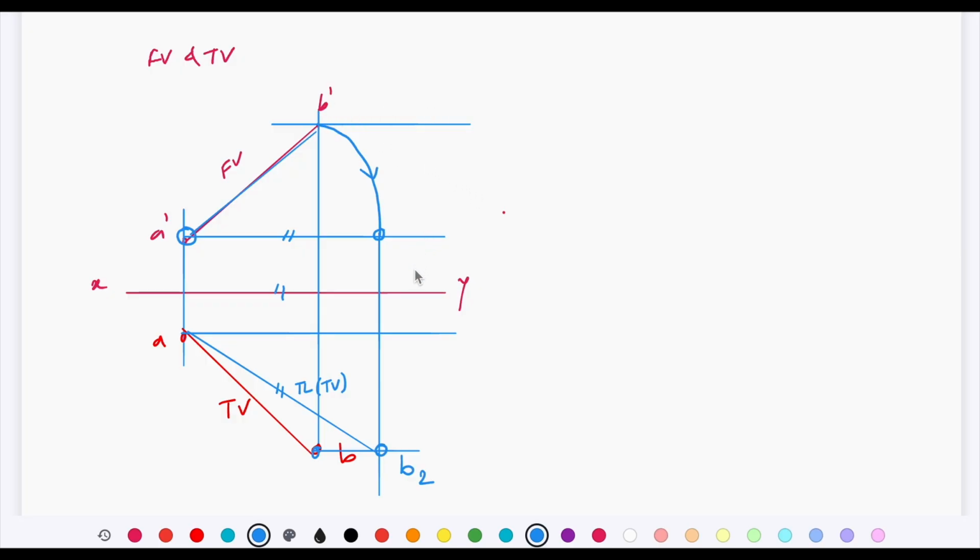Now you have two choices. The first, keep compass at point A, take radius equal to AB, that is length of top view, and make it horizontal till this point, it is parallel to XY, and then project it vertically upward till it intersects the locus of B dash, and that intersection point is going to be named as B1 dash, and when you connect that point with point A dash, this is going to represent true length of the line in front view.